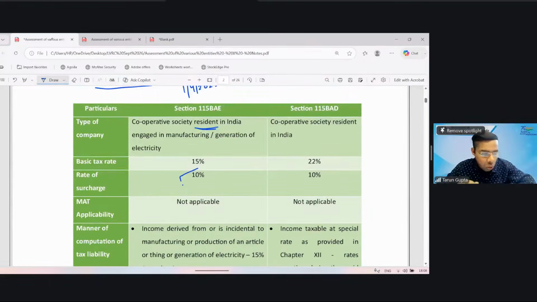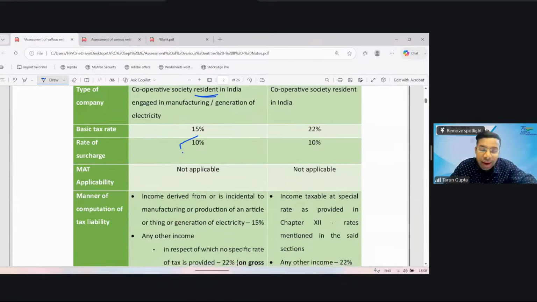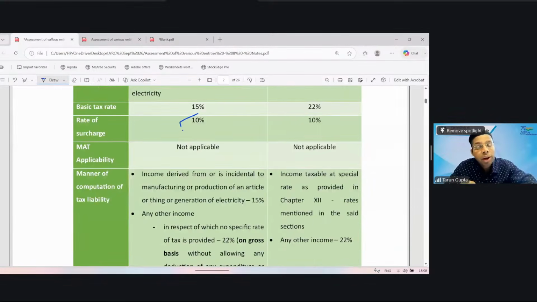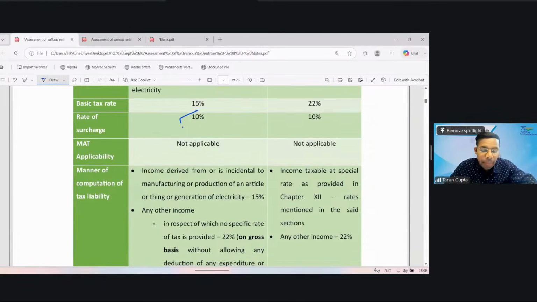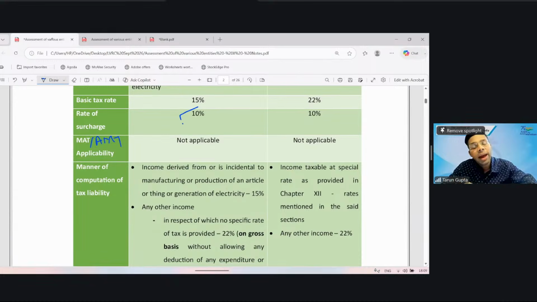So who is eligible? Cooperative society resident in India engaged in manufacturing or generation of electricity. The tax rate is 15%. Surcharge mandatory 10%. MAT or AMT as the case may be. So AMT is not applicable if you opt for this concessional tax rate. So if there is any AMT credit on the date of opting, then this shall lapse.